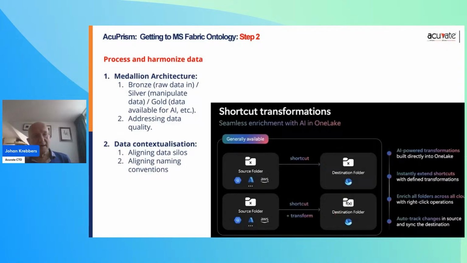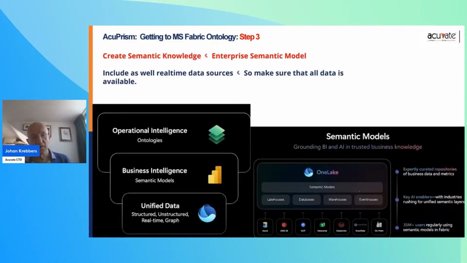Then, of course, you've got your medallion architecture, which you're familiar with: your bronze layer, your raw data, your silver layer, where you manipulate the data, and your gold layer, where you make it available to your semantic layer or to other layers out there. And, of course, data contextualization, as I mentioned before, is very important.